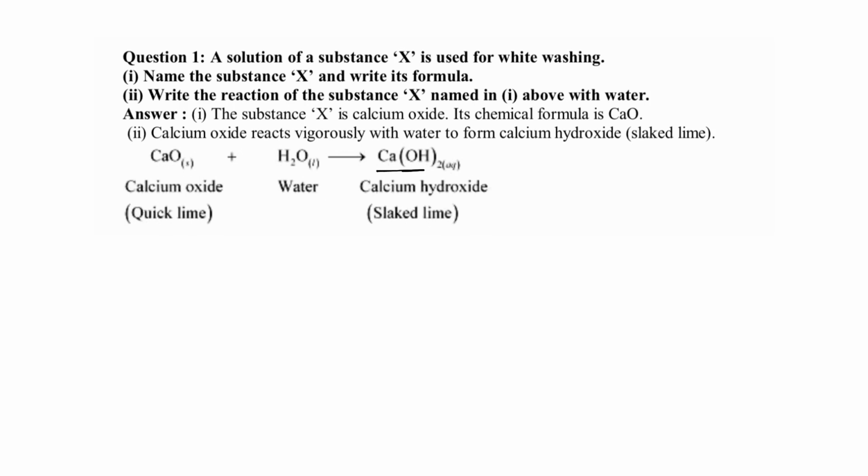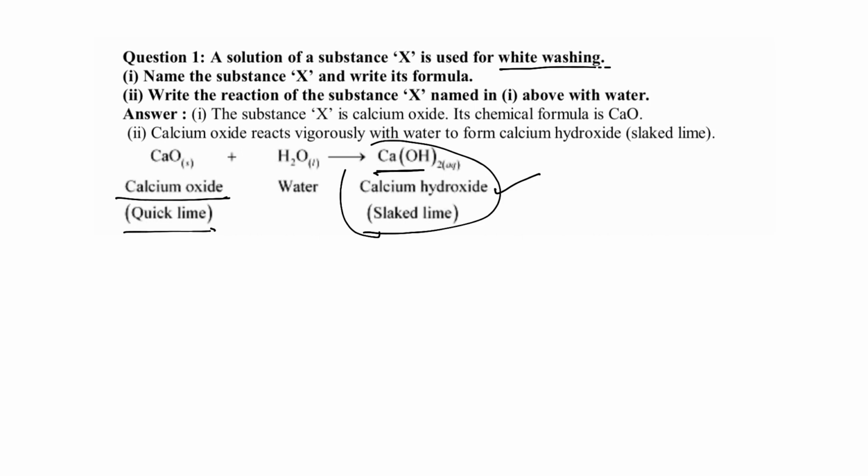Calcium hydroxide is also known as what? Slaked lime. Remember that? Calcium oxide, another name is quicklime. Remember, the chemical which is used for whitewashing is calcium oxide. Its common name is quicklime. When it reacts with water, you will get slaked lime. Slaked lime, the actual name is calcium hydroxide. Remember all these points. Okay.